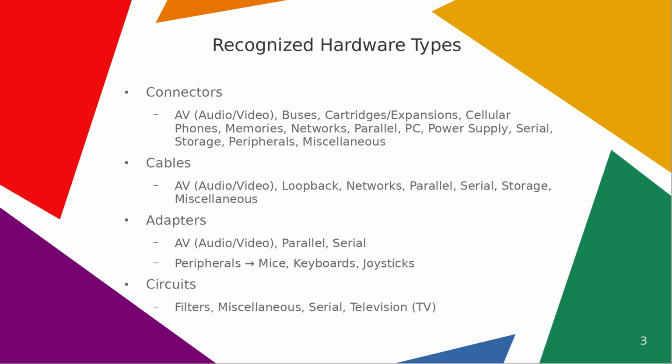Types of adapters had included audio, video, parallel, and serial, and mice, keyboards, and joysticks, which were almost certainly wired at the time. Loopback cables had existed, and so did networks, storage, and miscellaneous cables, and circuits were for filters, miscellaneous, serial, and television, or TV.